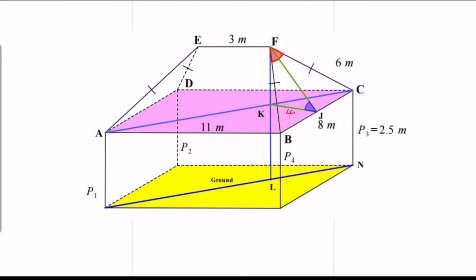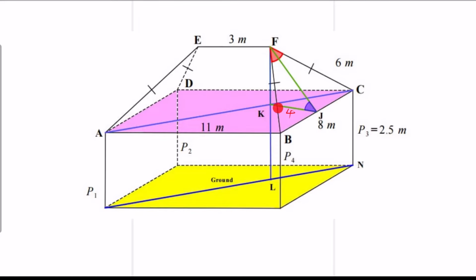And since we want to get this length, the projection LN, and LN, according to this diagram here, is equivalent to CK, when we get CK, we will have obtained LN because they are equal. So we're going to use this triangle here. Look at this triangle KCJ.